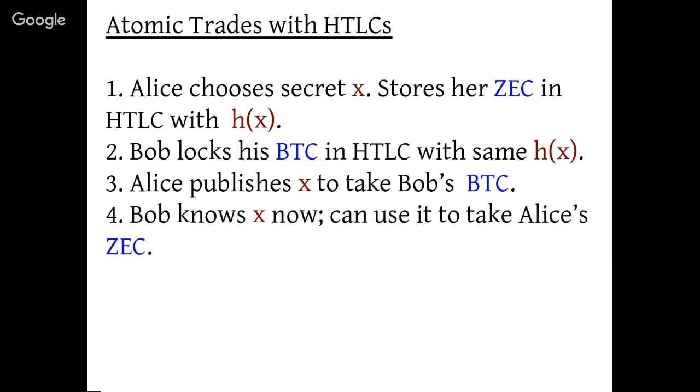And now Alice has published X, so everybody knows X. It's on the Bitcoin blockchain. So in particular, Bob now has seen X, so he can use X and publish it now on the Zcash blockchain and take Alice's Zcash for himself.